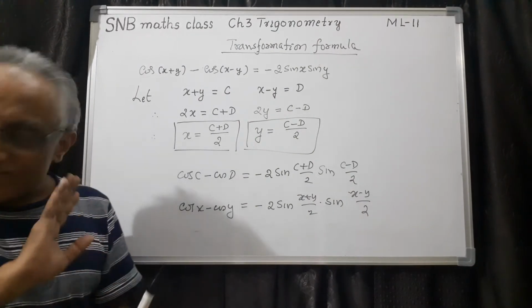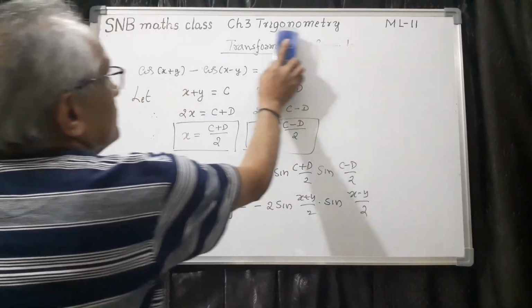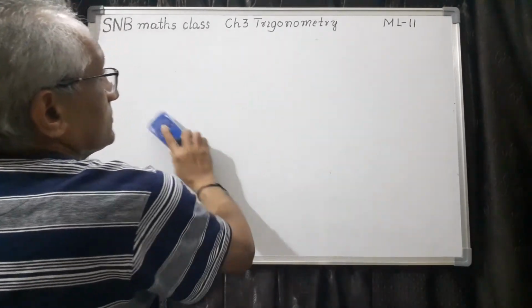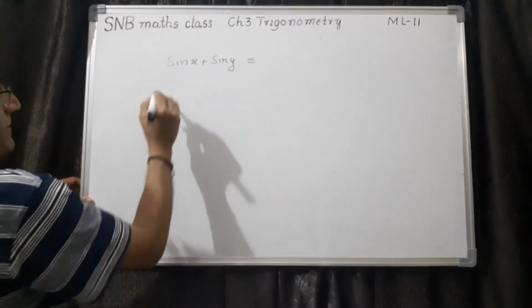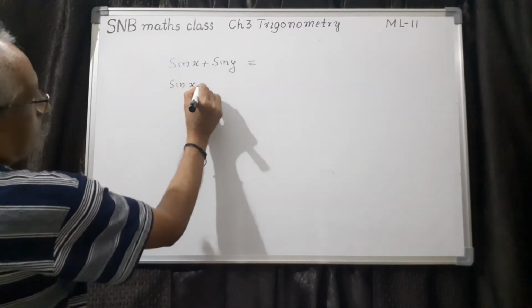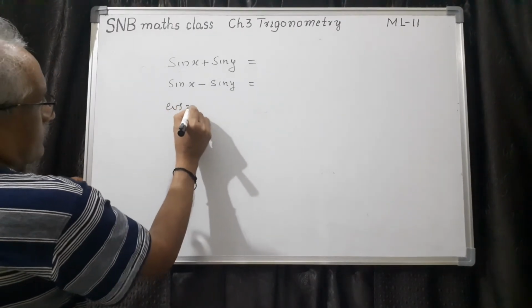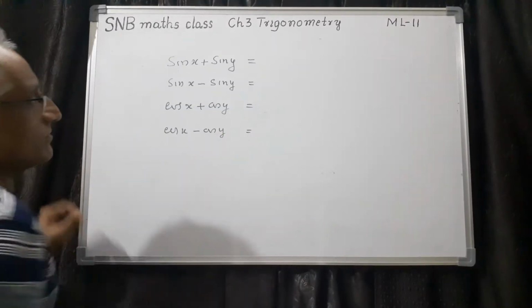Now let me list all of them, then let us compare, then let us remember. So transformation formula, this is the last set in formula derivation. You have to remember this one: sine x plus sine y, first formula. Then sine x minus sine y, second formula. Cos x plus cos y, third formula. Cos x minus cos y, fourth formula.